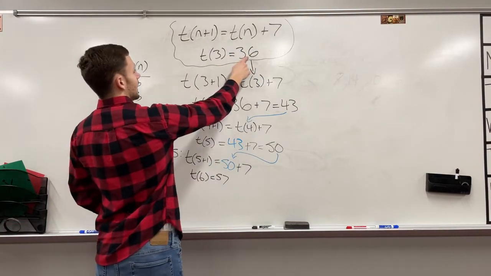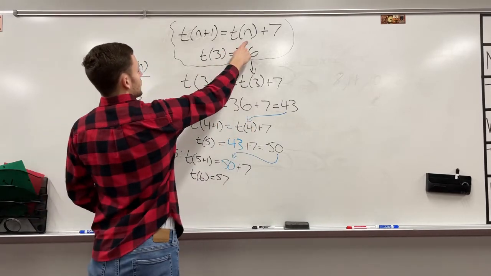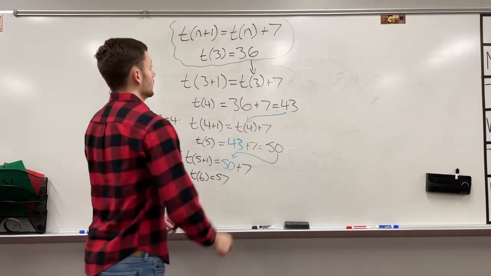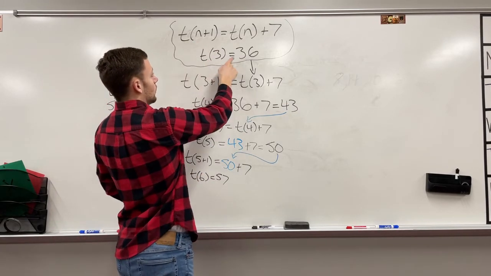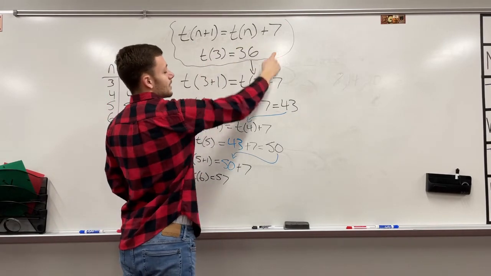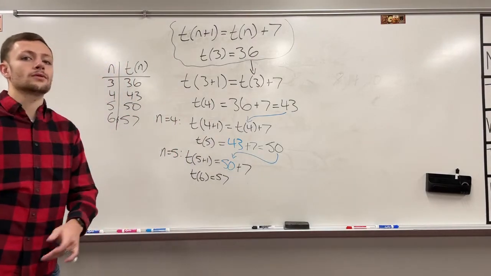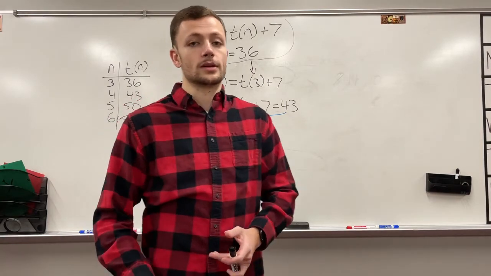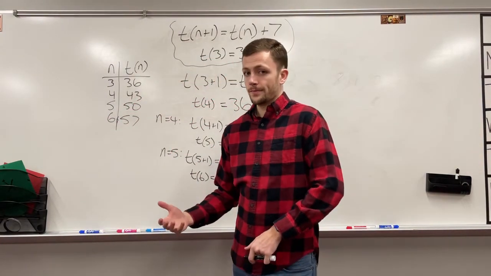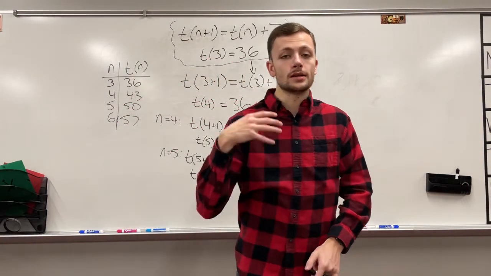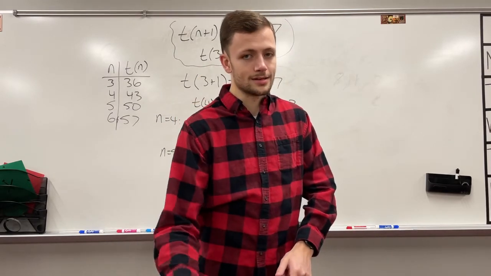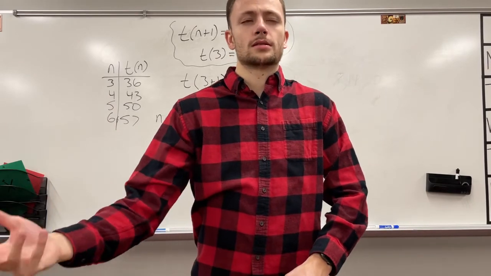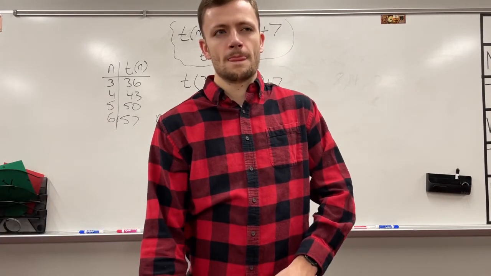Here's the term that I gave you. So if t of 3 is 46, then t of 3 plus 1, or t of 4 is going to be equal to what I know, plus 7. And then t of 5 would be equal to t of 4 plus 7. And t of 6 would be equal to t of 5 plus 7. And t of 7 would be equal to t of 6 plus 7. And t of 8 would be equal to t of 7 plus 7. And so on and so forth.